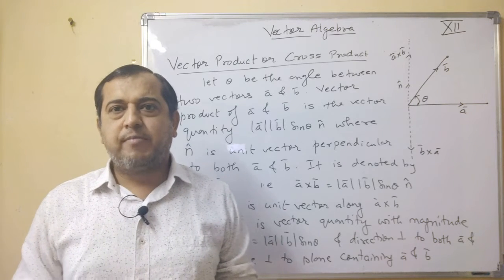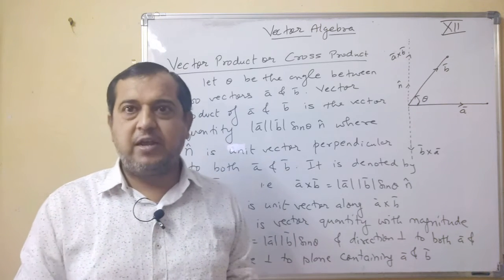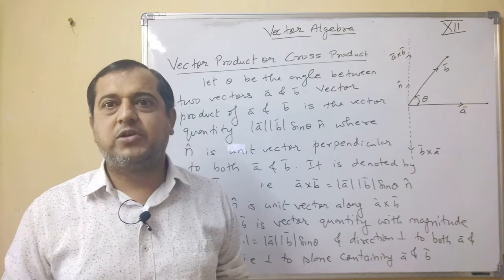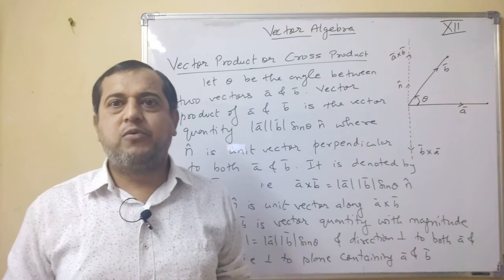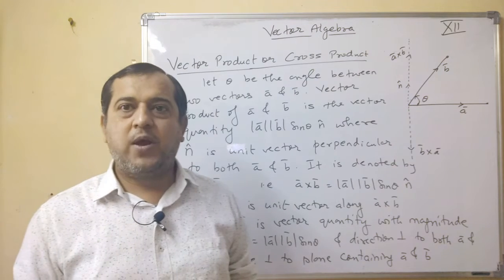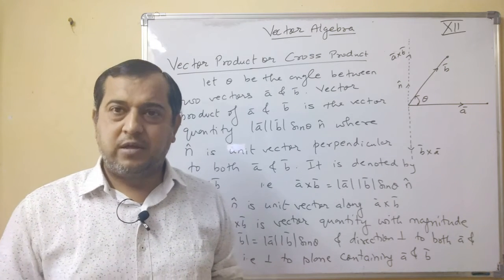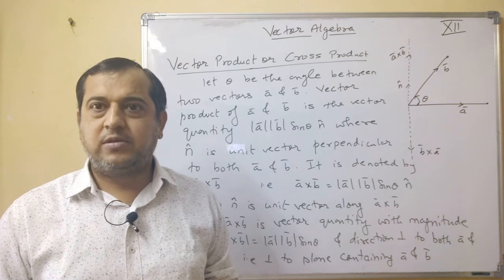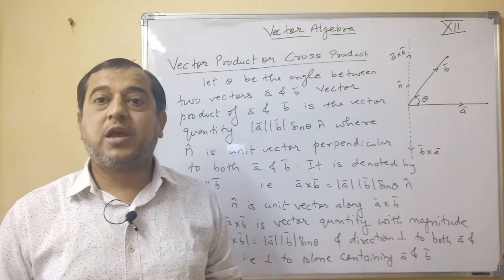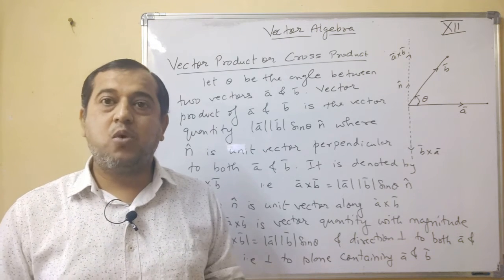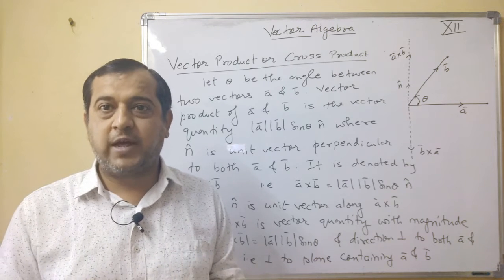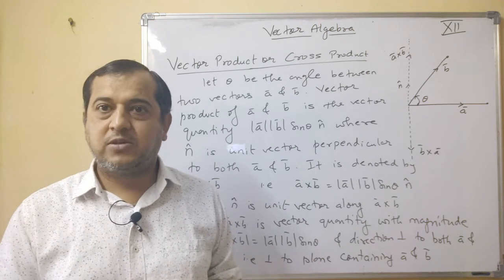Okay, after the completion of scalar product, we are dealing with the product of vectors. Now we move to the next type of product, which is vector product. In scalar product we have seen that the product of two vectors gives a scalar quantity, a real number, meaning only magnitude, which has nothing to do with direction. So it is termed as scalar product.